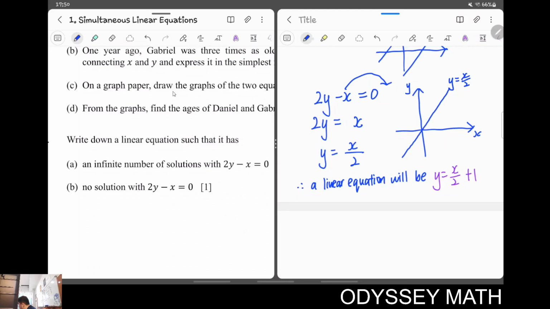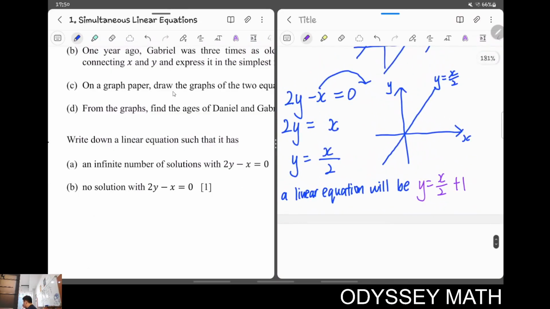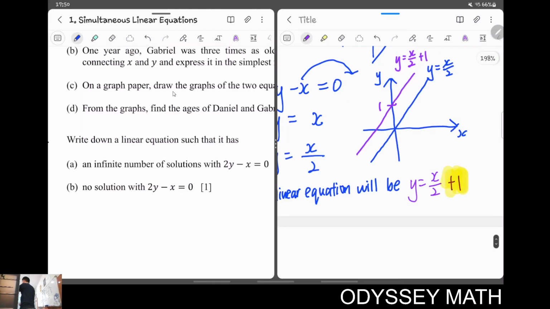Now let me teach you some JC stuff. It's not really JC stuff. Everyone look up. What happens if I add 1? It means that I shift the entire line up by 1 unit. Can you see? Both lines have the same gradient, right? But one graph is 1 unit shifted above the other. Understand? So they are parallel lines, they will never intersect. Is that better? So this is question number 6.